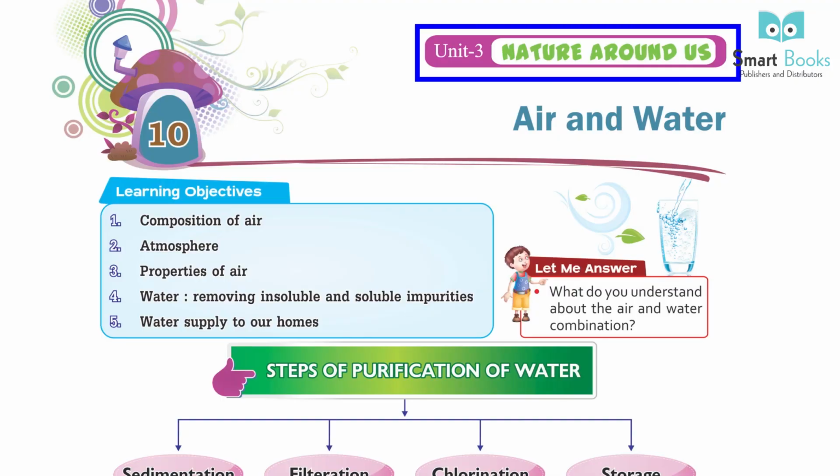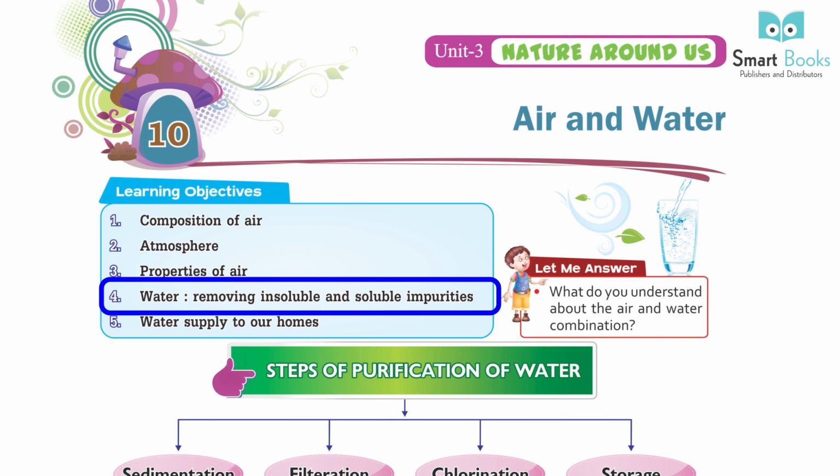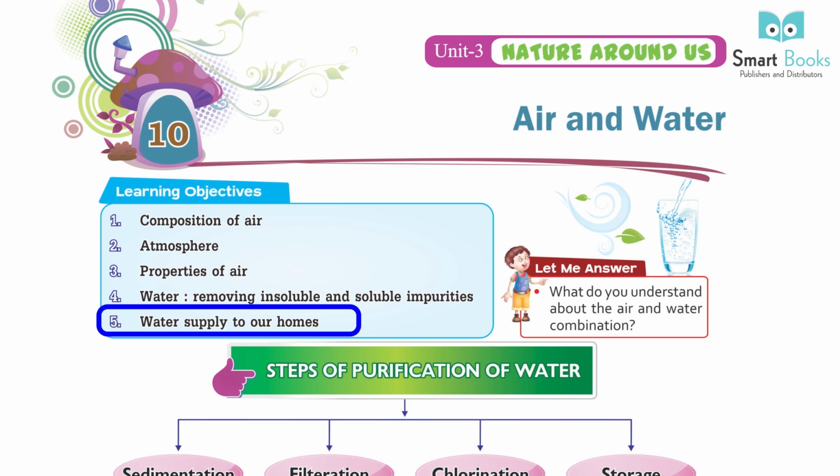Unit 3: Nature Around Us. Chapter 10: Air and Water. Learning Objectives: 1. Composition of air. 2. Atmosphere. 3. Properties of air. 4. Water: removing insoluble and soluble impurities. 5. Water supply to our homes.